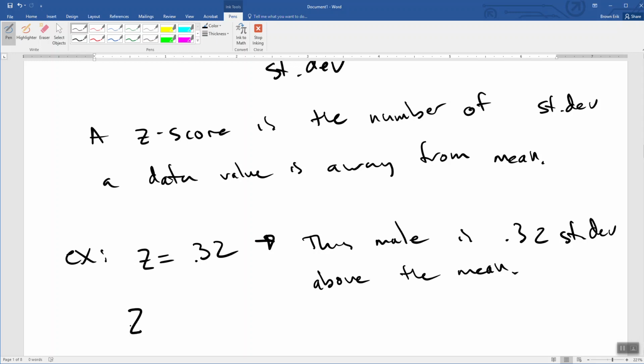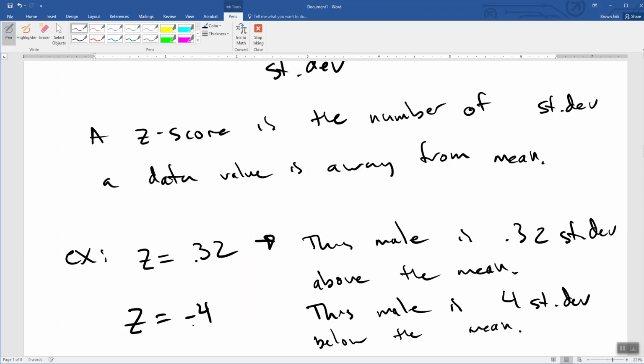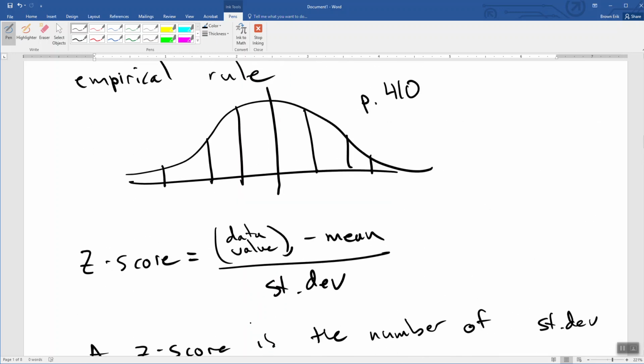If we had, say, a z-score of like -4, it would be this male is 4 standard deviations below the mean. Which means this particular male is quite short relative to all other males. Like really, really short, actually. A -4 z-score is really unheard of. If you think up here, in terms of z-scores, -3 is here, and 0.1% of the data values are less than 3 standard deviations away from the mean. So if we're 4 standard deviations away from the mean, that is just crazy unlikely.